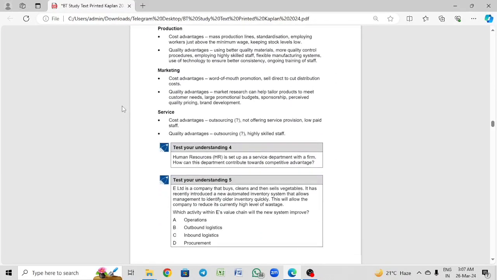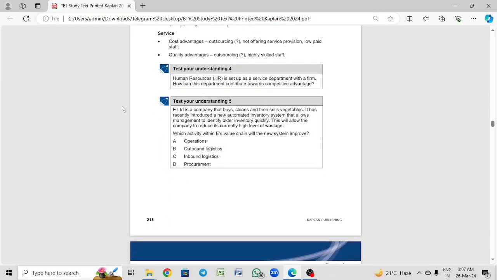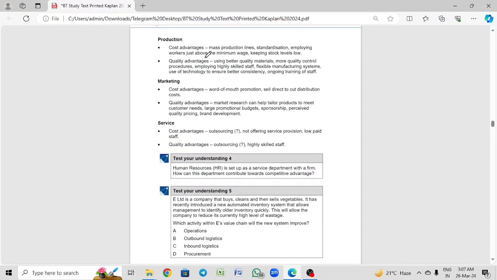The next is test your understanding number 4. Again, such types of questions we generally don't see in the exam. We have multiple choice questions. So test your understanding number 4. HR is set up as a service department in the firm. How can this department contribute towards competitive advantage? Such questions do not appear in the examination, but let's discuss how HR contributes to competitive advantage.